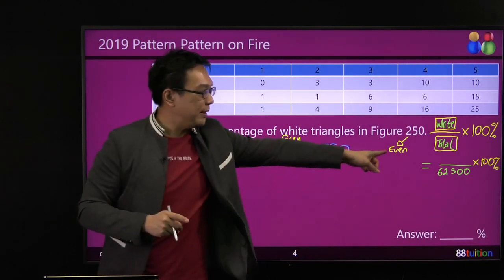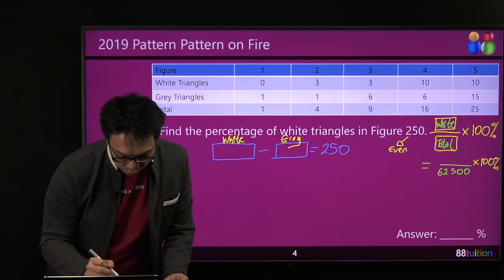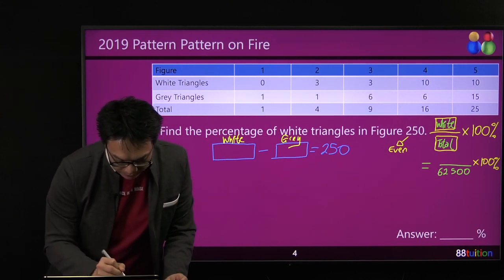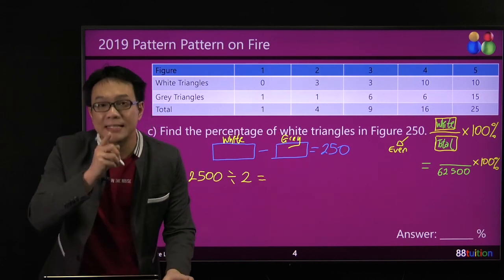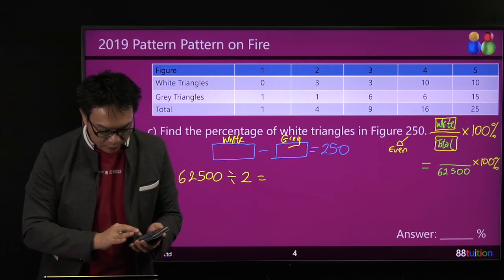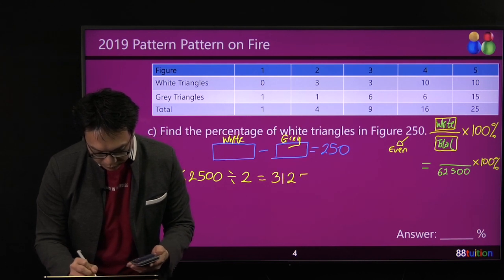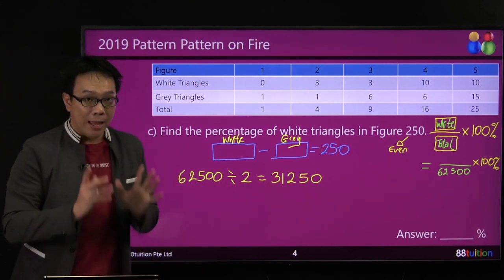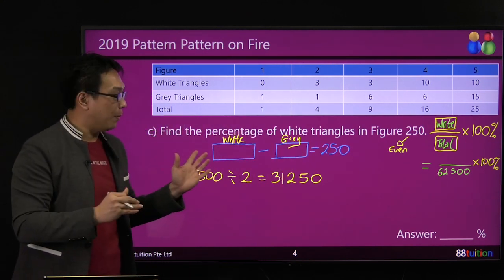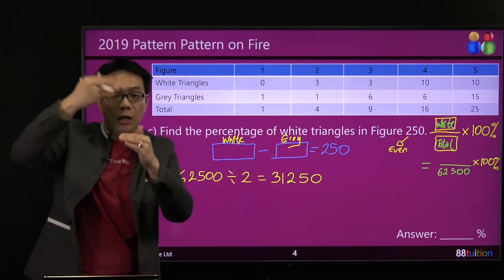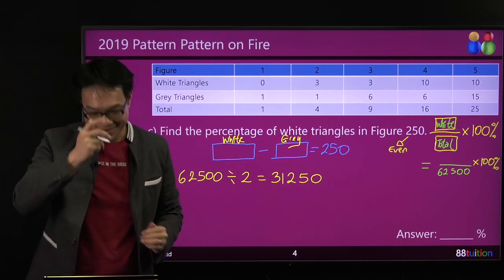Same thing. 250 is an even number. Let's try. So what do we do? We take 62,500 and divide by 2 first to find the center number. 62,500 divided by 2 is 31,250. Can you see now? And in order to have a gap of 250, what must you do? One of them must plus something, one of them must minus something to show a gap of 250. So plus what? Very good.